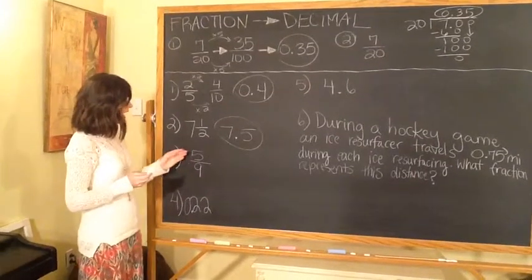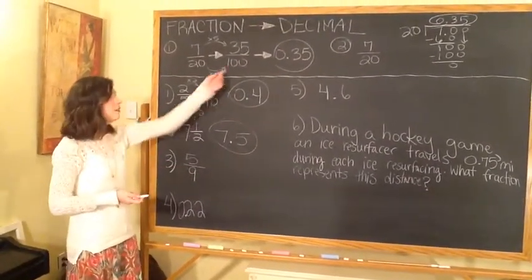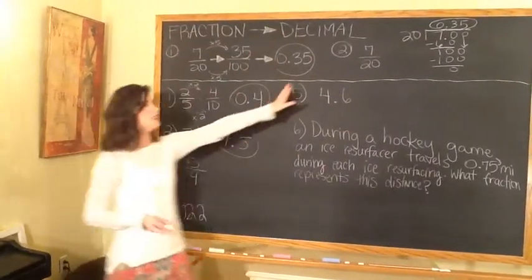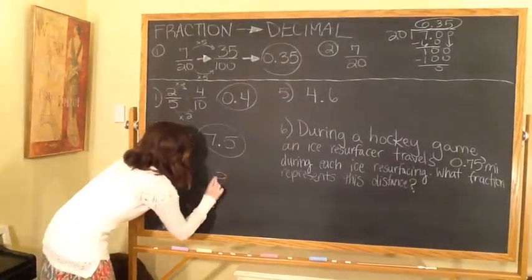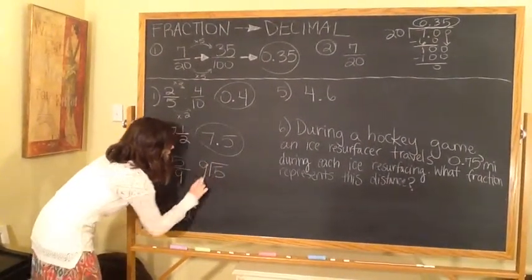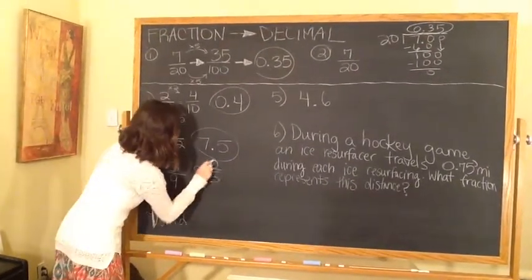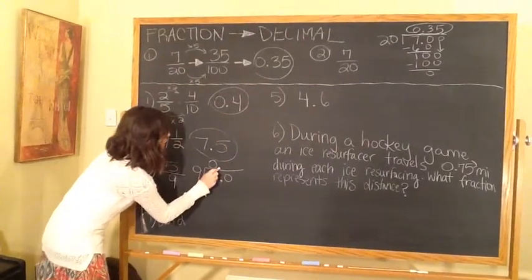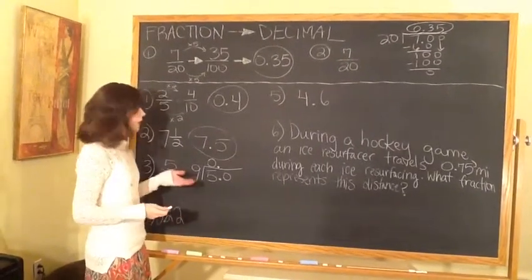Number 3 is 5/9. Now this time, it's not very easy to make the denominator a 10. So I'm going to go ahead and do this form. I'm going to divide. So I have to divide my numerator by my denominator. So can 9 go into 5? No. So I'm going to have to put a 0, and I'm going to have to pull a place value, a decimal. So now how many times does 9 go into 50?